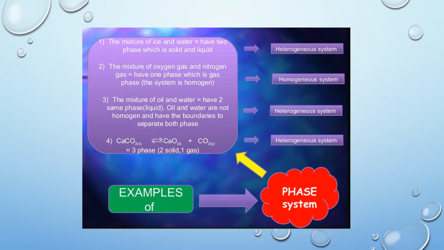Decomposition of calcium carbonate is also a heterogeneous system. There are three phases: calcium carbonate phase, calcium oxide phase and carbon dioxide phase. Here calcium carbonate and calcium oxide are in solid phase and carbon dioxide is in gaseous phase.